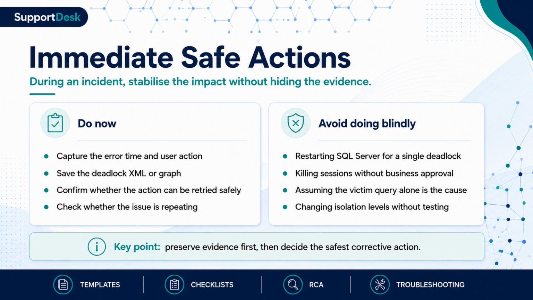During a real incident, the first priority is to preserve evidence and avoid making the situation worse. Capture the user action, timestamp, database, login and error details. Save the deadlock XML or graph. Check whether the failed action can safely be retried. Do not immediately restart SQL Server or the application pool just because one deadlock occurred. Do not kill sessions unless there is current blocking and an approved business reason. Also avoid changing isolation levels under pressure without testing. That can introduce new behavior elsewhere.